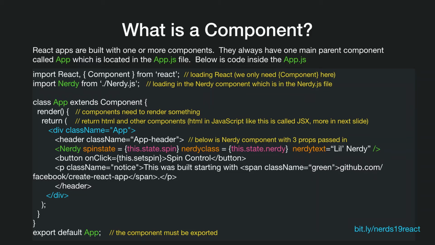But the important thing here for now is that I'm creating a component called app, and it happens to contain another component called nerdy. And if you look at complex React apps, they'll contain a lot more child components than nerdy. And child components can have other child components. So if I were to go into nerdy, I could have other components that loads, etc.